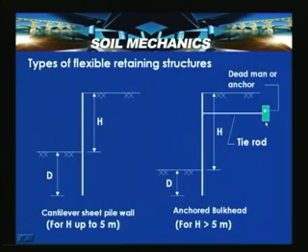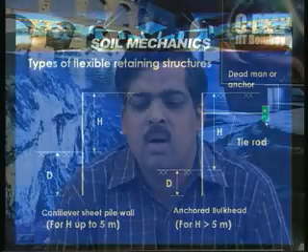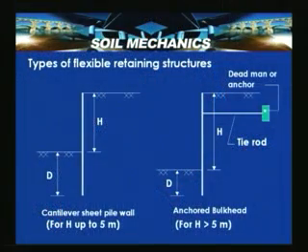This anchor has to derive its support from the net earth pressure resistance. When the wall moves this side, there is an active case here and a passive case here. That net pressure serves as the anchorage capacity. So in this slide we introduced two types of flexible retaining structures: cantilever sheet pile walls and anchored sheet pile walls.